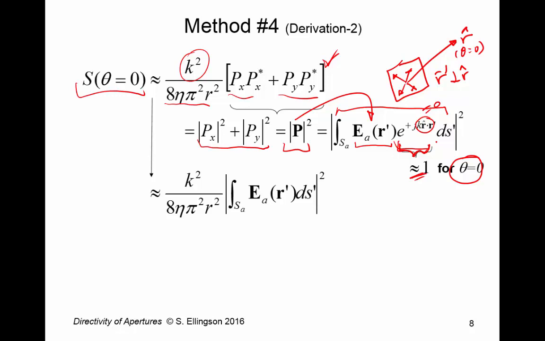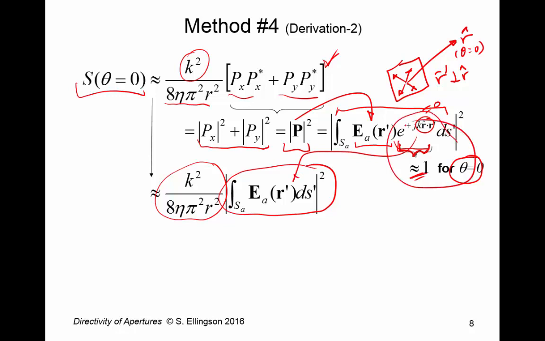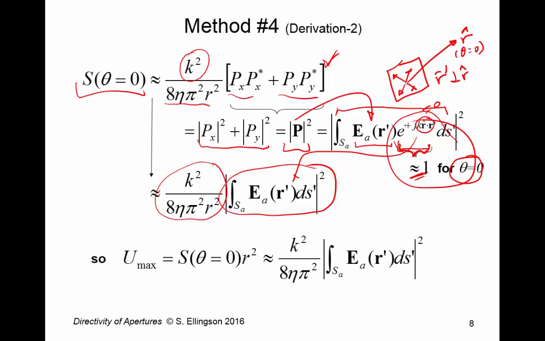Okay, so now we make that substitution. We get the same leading factor multiplied by the magnitude of the spatial Fourier transform, which has been simplified using this realization that we have here. And so the maximum radiation intensity, again, from this expression, is simply what we just computed times r squared. So it's the same thing again, with no factor of r squared.